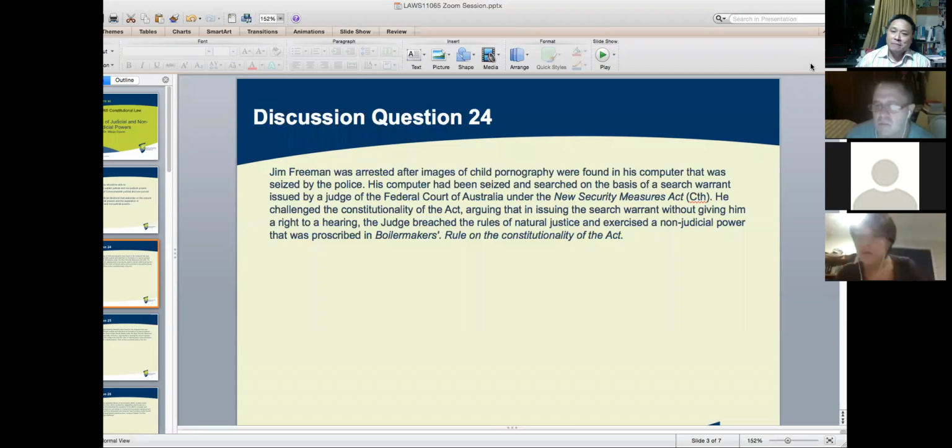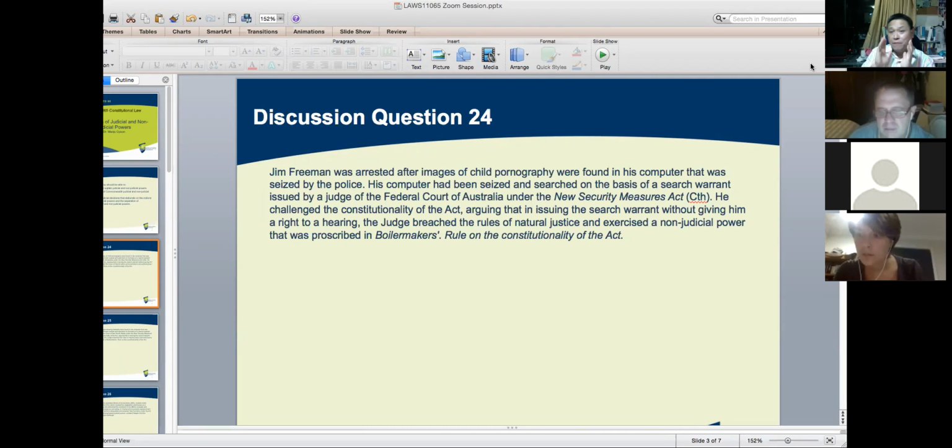Patrick, thank you. Jim Freeman was arrested after images of child pornography were found in his computer that was seized by the police. His computer has been seized and searched on the basis of a search warrant issued by a judge of the Federal Court of Australia under the New Security Measures Act, Commonwealth. He challenged the constitutionality of the Act, arguing that in issuing the search warrant without giving him a right to a hearing, the judge breached the rules of natural justice and exercised a non-judicial power that was prescribed in the Boilermakers Rule on the constitutionality of the Act.